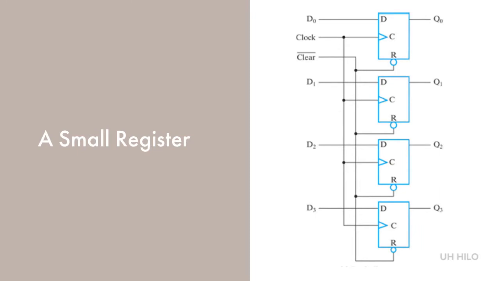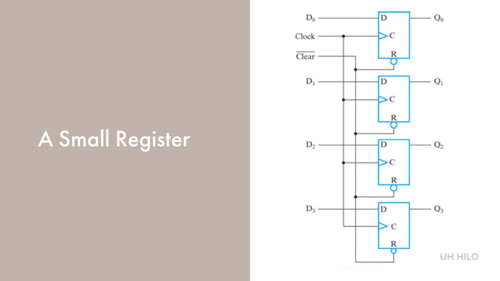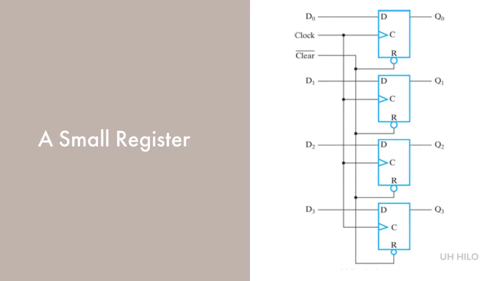The common clock input triggers all flip-flops on the rising edge of each pulse, and the binary information at the 4 D inputs is transferred into the 4-bit register. The 4 Q outputs can be sampled to obtain the binary information stored in the register. The clear NOT input goes into the R NOT inputs of all 4 flip-flops, and it is used to clear the register to all zeros prior to its clocked operation.